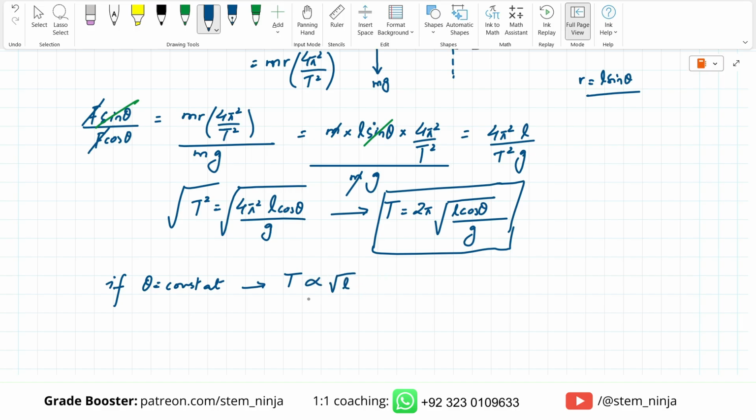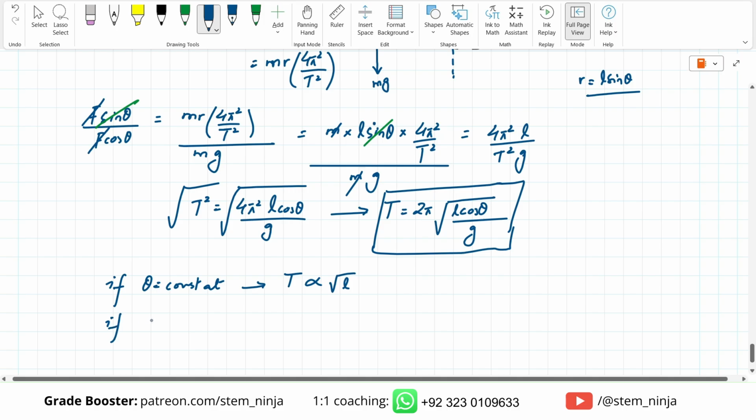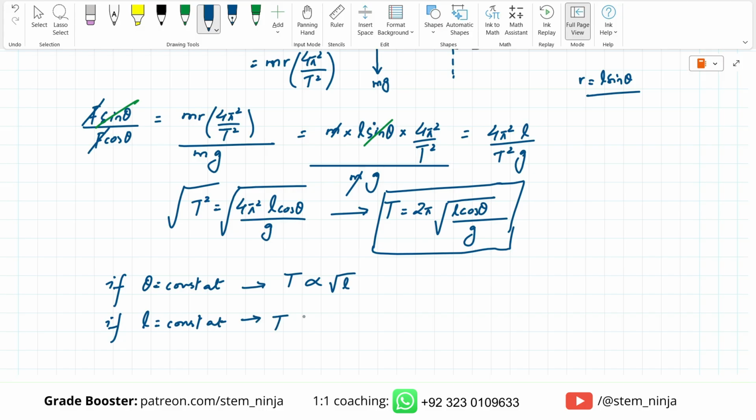Now, we don't need to talk about more than that, because we know that if we increase the length of the string, the time period would increase. This is as simple as it gets. But if L is constant, the length is constant, time period would be proportional to the square root of cos θ.